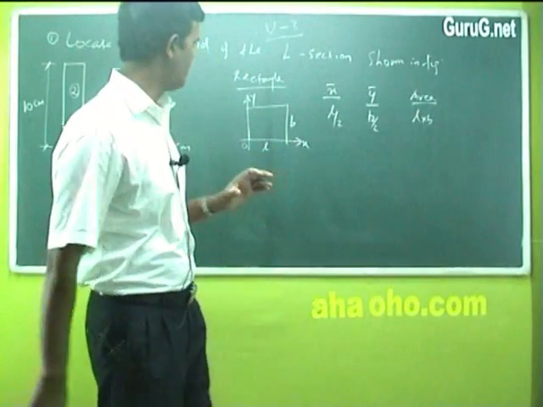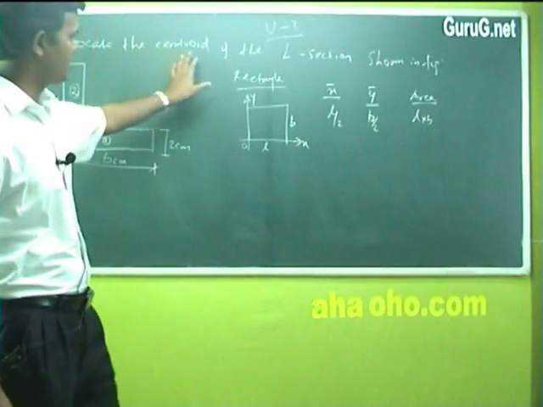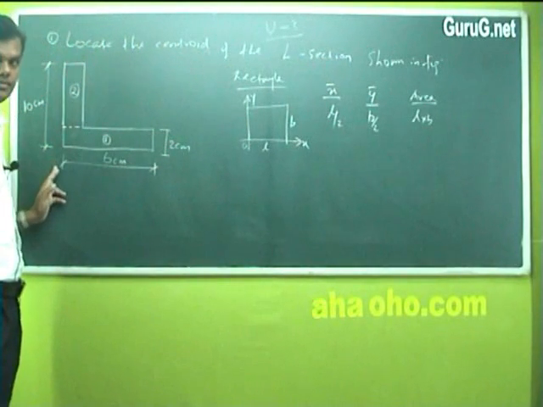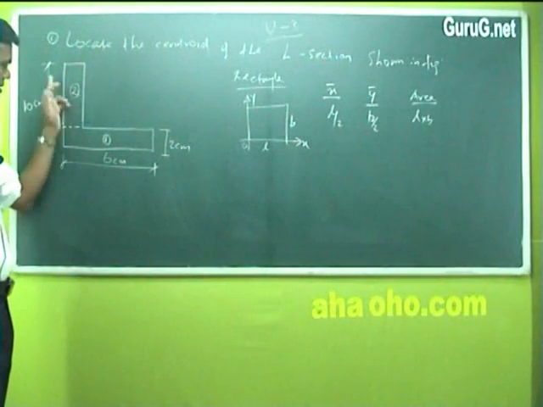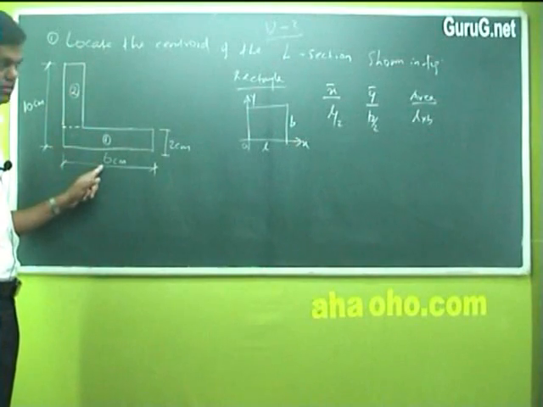To locate the center of gravity, there is one question given. Locate the centroid of the L section. The L section is here in this sketch. So this is a rectangle, two rectangles joined together to form an L section.